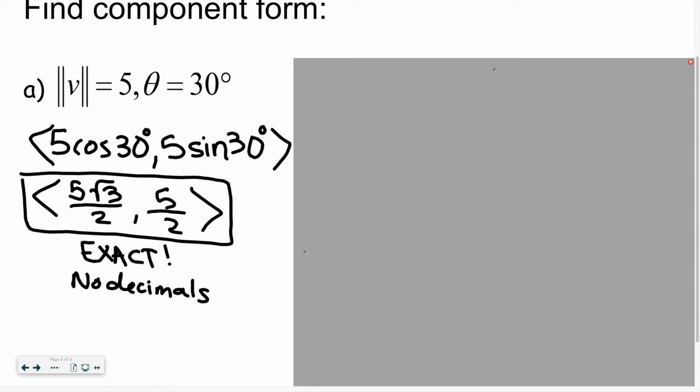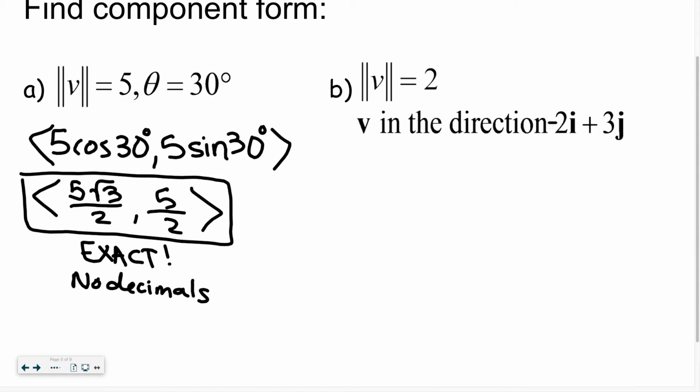Now we'll also look at a second example here, kind of the same idea but a little tweak. In this problem, you're given the magnitude of 2 and you want your vector v to be in the same direction as negative 2i plus 3j. This is really like the first problem I showed you, where I applied the unit vector. We could scale back that vector negative 2i plus 3j, make it a unit vector, and then multiply it by our desired magnitude.